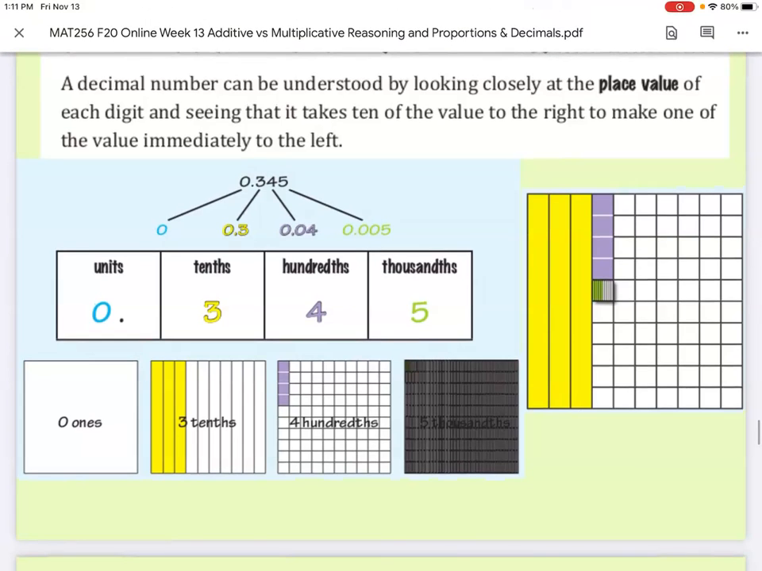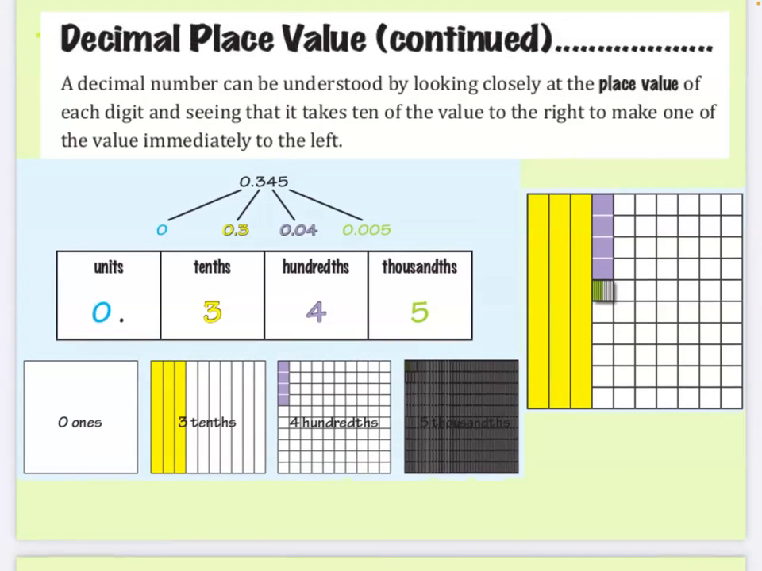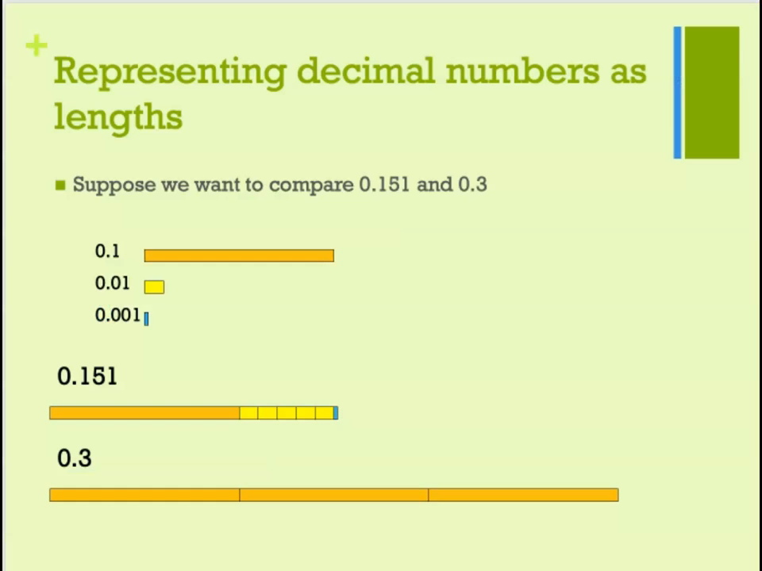A decimal number can be understood by looking closely at the place value of each digit and seeing that it takes 10 of the value to the right to make 1 of the value immediately to the left. Representing decimal numbers as lengths, suppose we want to compare 151 thousandths and 3/10ths. Some students are under the impression that the longer the number, the larger the number. So this is a way to help them understand that is not correct with decimals.